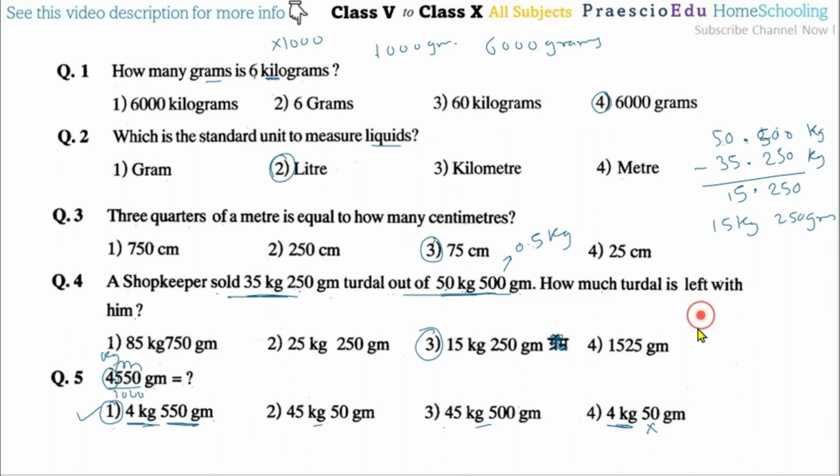Or in another way, 4000 is separate and 550 is separate, and this much is also gram and this much is also gram. We can separate them: 4000 gram is equal to 4 kg, and we keep this gram as it is. Like this, you can also make the segregations to convert.